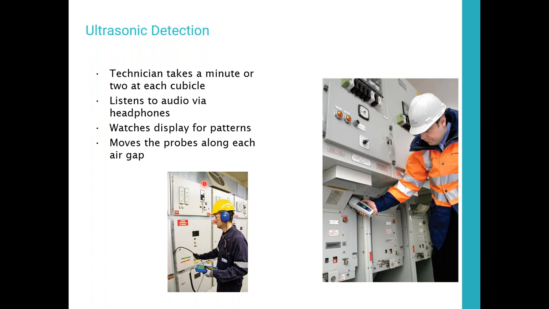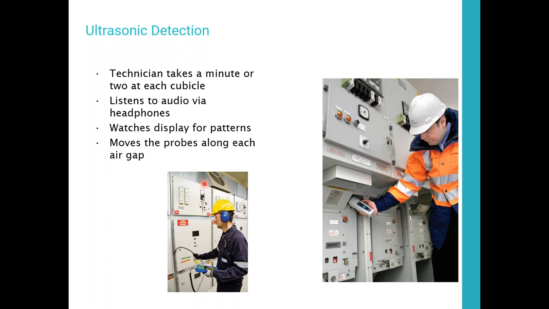You're then going to start to look for other indicators on your instruments, based on the instrument. Some will just give you a go, no-go test: yep, this may be partial discharge. Others will have phase result plots. It plots the ultrasonic activity against the frequency, and you look for certain patterns to develop.